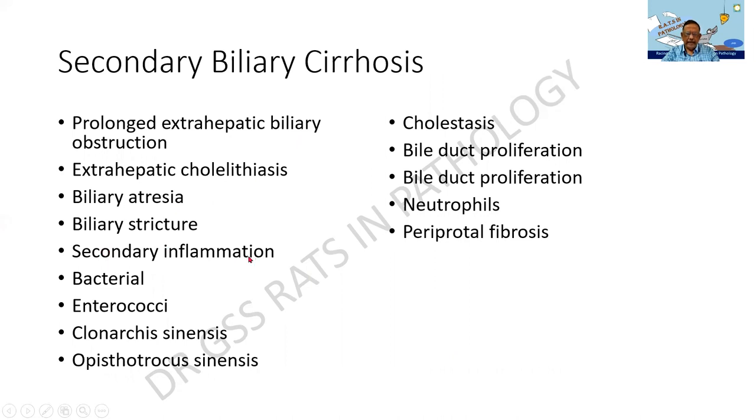Secondary inflammation can be there in bacterial infections or some parasites such as Clonorchis sinensis or Opisthorchis sinensis. These two are supposed to be different fish tapeworms. As a result of which there can be cholestasis, bile lakes we mentioned, bile duct proliferation, and there can be neutrophilic infiltrate as well as periportal fibrosis.